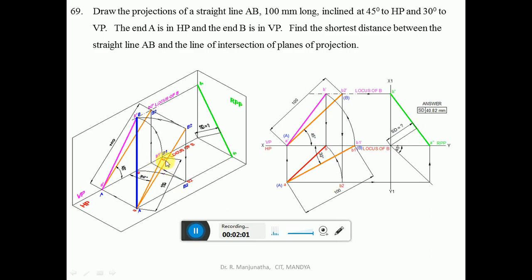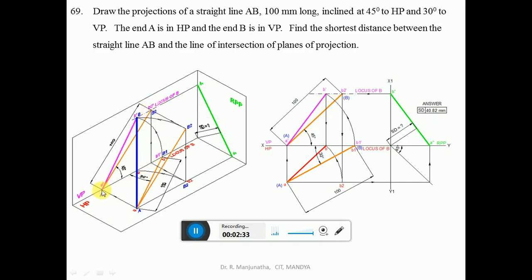Here B1 is in VP and A is in HP. So obviously when you look from the front view, B1 should also be on HP because A dash is on HP. So A dash B1 dash should be on HP, but B1 is already on VP. So this is the case wherein A dash B1 dash is the line parallel to HP. Once you get this line parallel to HP, you are getting the true length in HP. But actually B1 dash is not on HP, it is above HP by this distance.